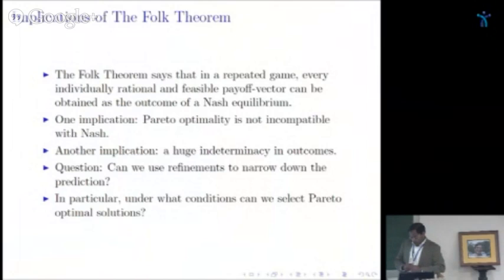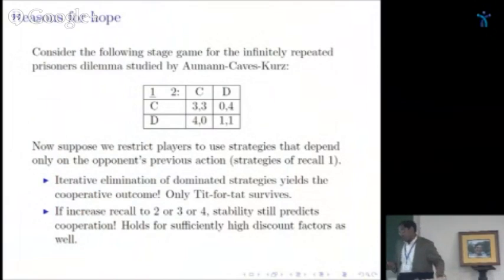So why isn't this a non-starter? Why isn't this hopeless? There's actually a lot of work in the literature that suggests this has some chance. I'm going to give you an example by Aumann, Caves, and Kurz from 1976. It's not an example that many people seem to know. It's the prisoner's dilemma game, a standard prisoner's dilemma with cooperate and defect.